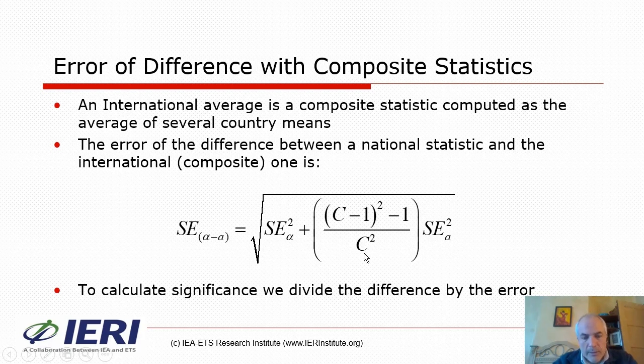To then calculate the significance, or the t-value, we divide the difference by this error. So if we were to look at the difference between country A and an international average, we would compute the error this way and use this as the denominator to calculate the t-value.